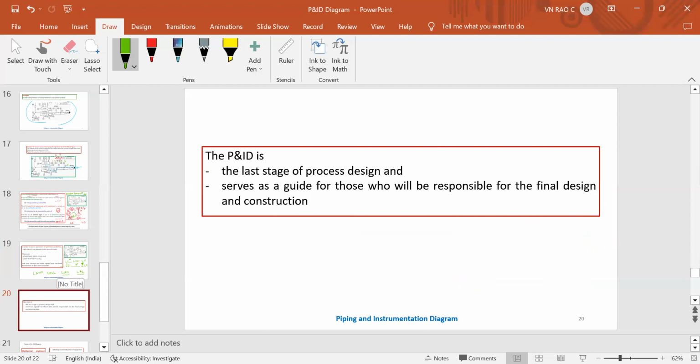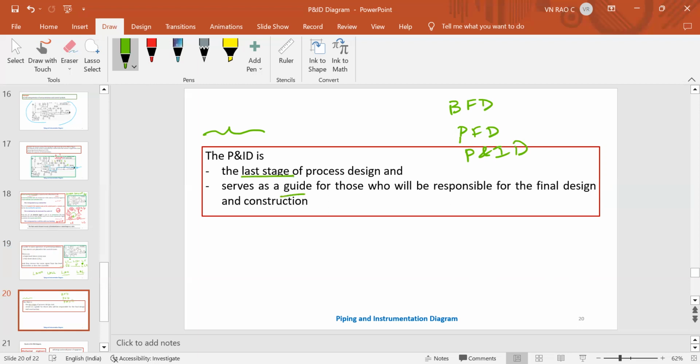Ultimately, the P&ID, that means piping and instrumentation diagram, is the last stage of the process design. So what is the first stage? It is nothing but the BFD. What is the second stage? It is the PFD, that means process flow diagram. Then comes the P&ID, the last one. So P&ID serves as a guide. Number one, it is the last stage of the process design.